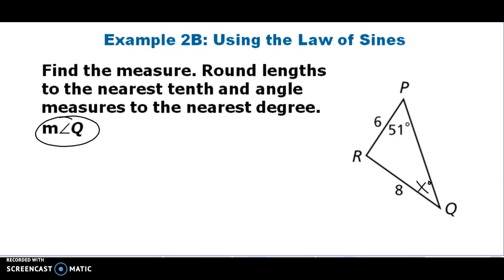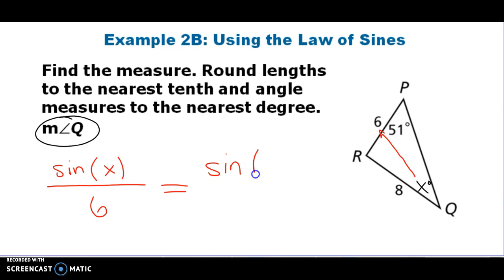Okay. So let's start off with sine of what? X. This time we don't know the angle, right? If the angle goes on top and we don't know the angle, that's what we have to put on top with sine. So sine of X over. Now, what side is opposite that angle? 6 is equal to. Now, what's the other angle that we know? 51. And what side is opposite that? 8.